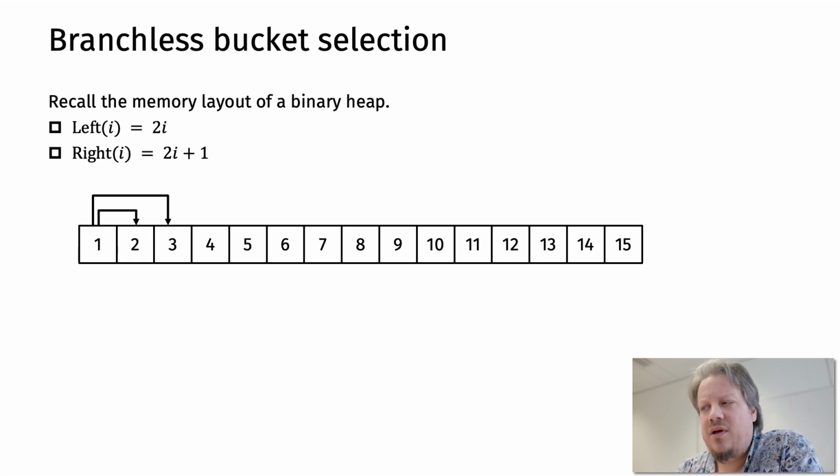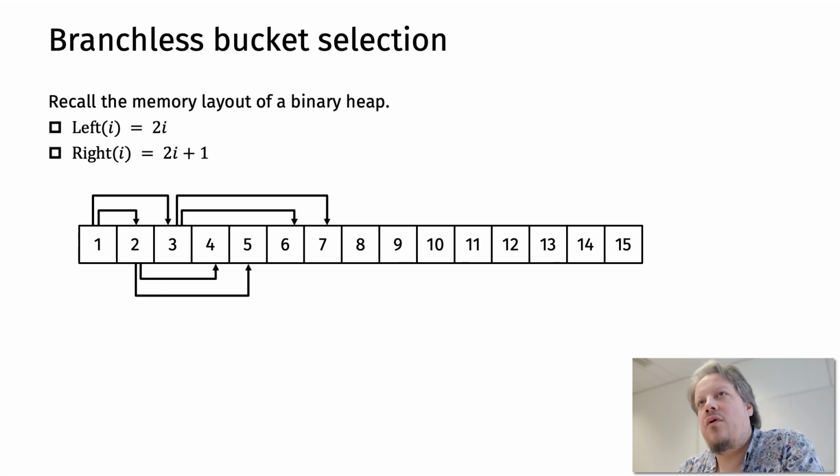What I want you to remember is that there was this binary heap data structure where we also have a binary tree that we want to store in contiguous memory. And then there's this fun trick where we put the root at index 1. And then for a node i, the left child is 2i and the right child is 2i plus 1. So the root is 1, left child of the root is 2, right child of the root is 3, left child of 2 is 4, right child is 5. Left child of 3 is 6, right child is 7, etc.